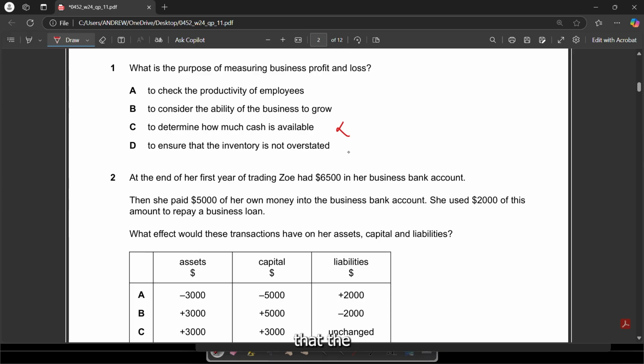D, again, to ensure that the inventory is not overstated. Again, we don't measure our profit and loss to calculate the inventory valuation. So again, D is eliminated. A, to check the productivity of employees. I don't think we calculate profit and loss to measure the productivity. So again, A is not the correct option. So the right option for question number one would be B, because we consider the ability of the business to grow. That's one of the reasons we measure our profit.